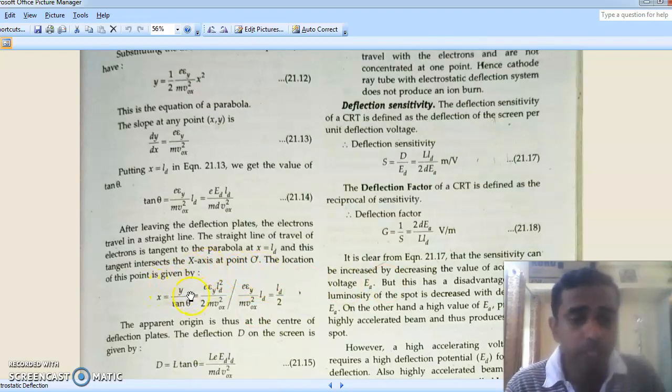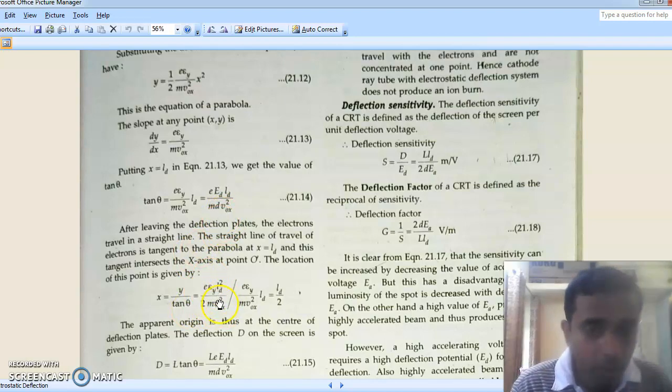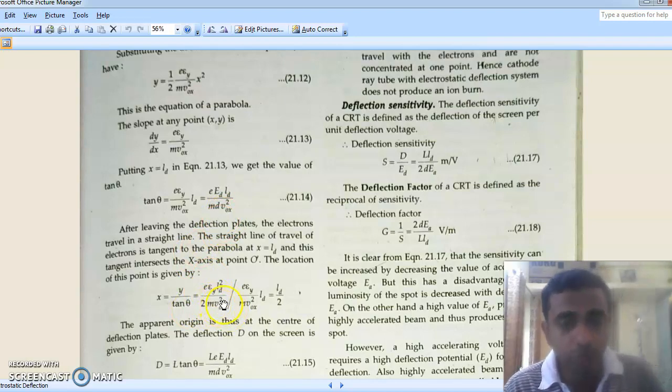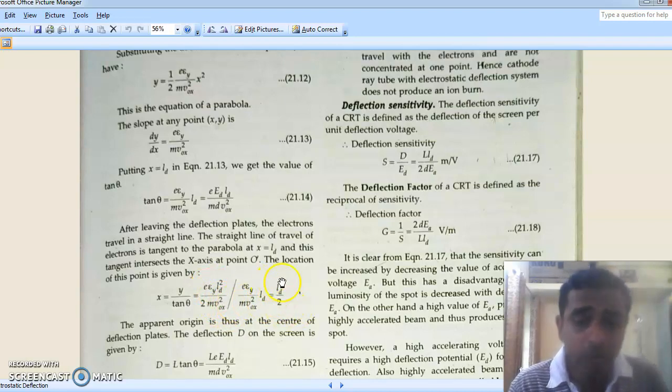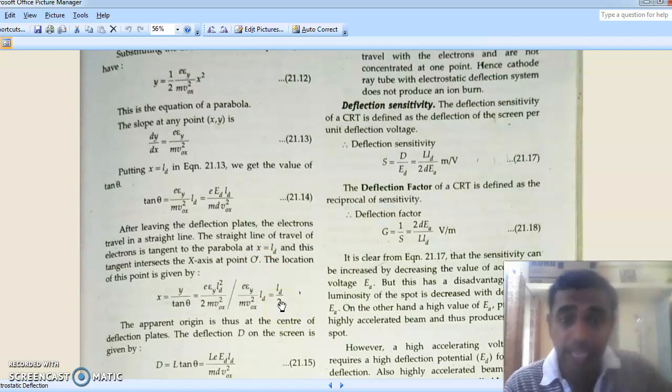The location of this point is given by, again we know y by x is nothing but tan theta. So tan theta we know, y also we know, we substitute the values for y and tan theta, and we get x is equal to l_d by 2. So what is the inference from l_d by 2? We can say that the tangent intersects the x-axis exactly at the middle point of the deflection plates, that is l_d by 2. At the center of the deflection plate, the tangent intersects.